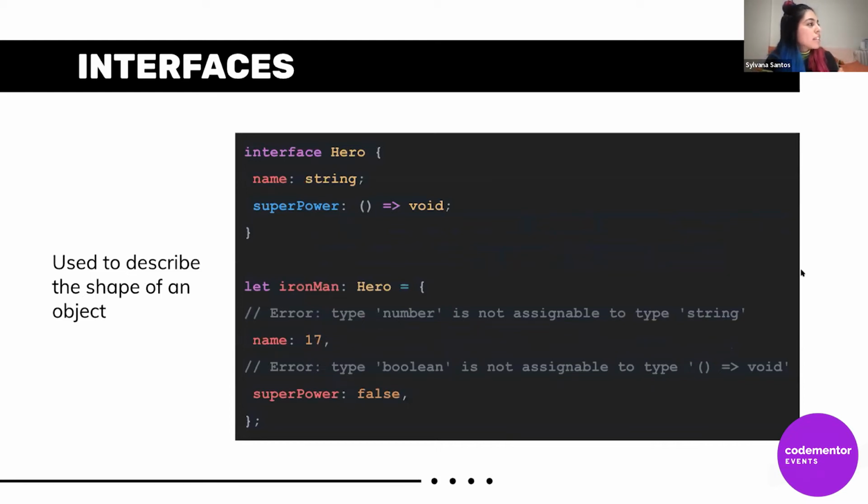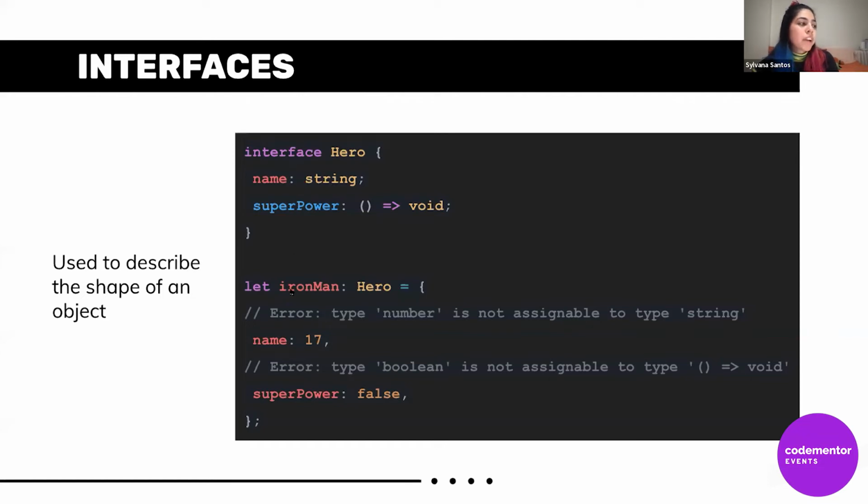Great. And the last tool that I'll talk about today is called interfaces. So interfaces allow us to describe the shape of an object. So for example, here I've created an interface called hero. And all this is saying is hero is an object that has a property name and a property superpower. The name property should have a value that is a string, and the superpower property should have a value that is a function. And that function doesn't take anything in and returns void. Cool, so we're just describing the shape of an object using this hero interface.